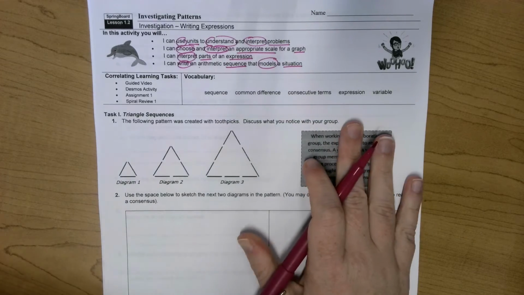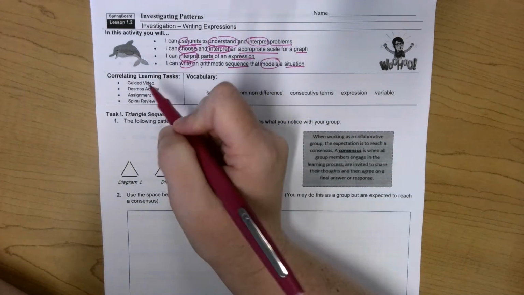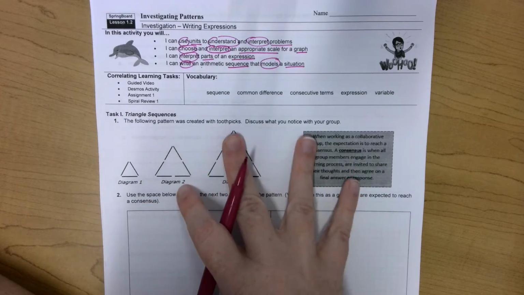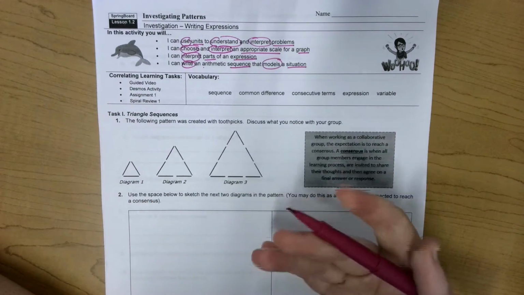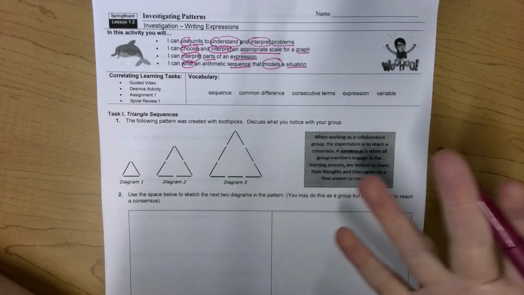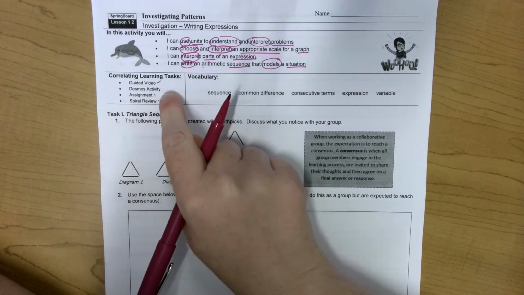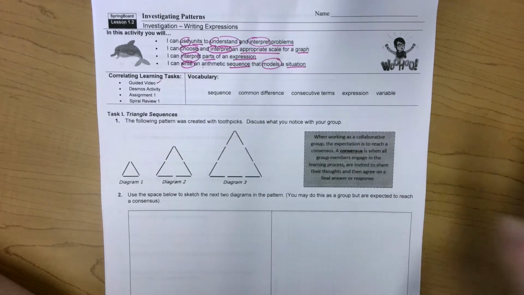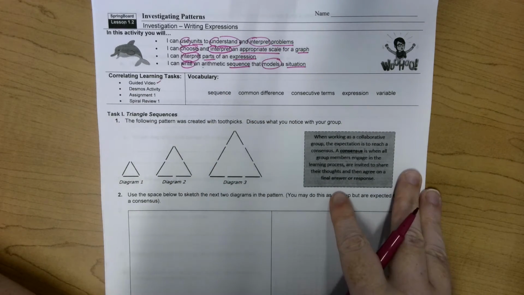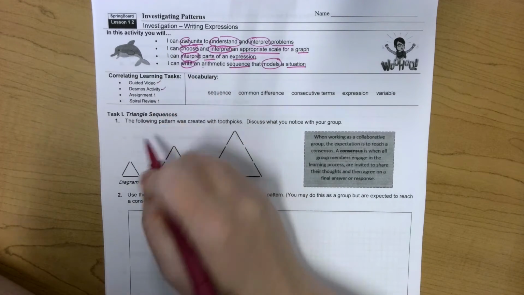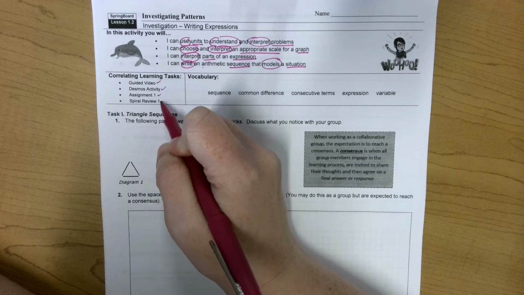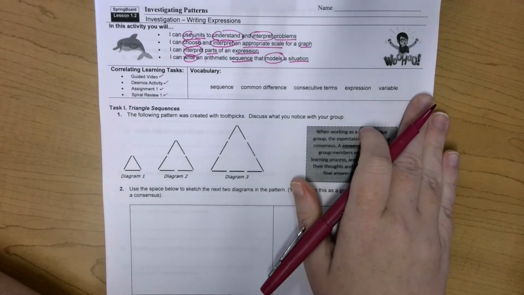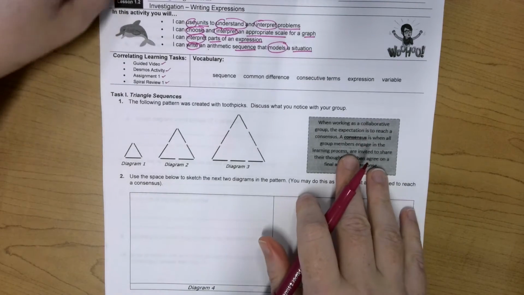Okay, so just a couple of things to point out. The things that go along with this lesson: you have your guided video, which you're watching now. There is a Desmos activity, and after this video you should have a link to it. This correlates with your practice assignment number 1 and spiral review number 1. And the vocabulary is the same as the vocabulary from last time.